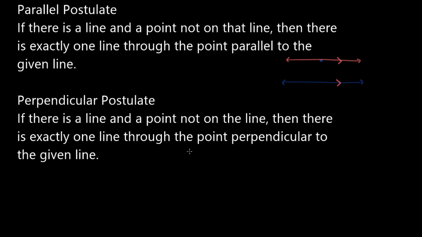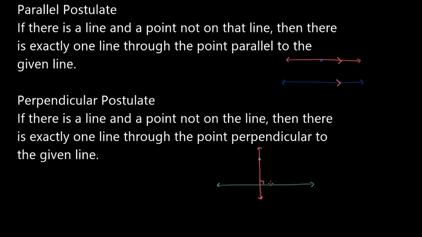So the perpendicular postulate is very similar to that then, and what it says is that if there's a line and a point not on the line, then there's exactly one line through the point perpendicular to the given line. It's basically the same thing: if I have a line and a point that is not on the line, how many lines can I draw through this point that are perpendicular to my given line? The answer again is only one. There's only one line that exists that is perpendicular to the given line and goes through that point.